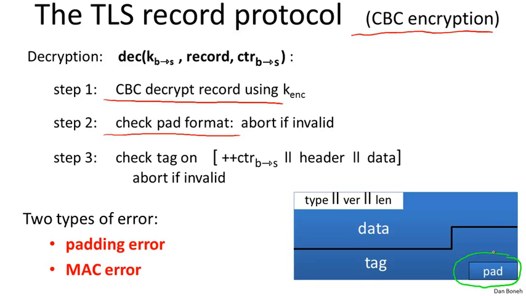And then if the pad has the correct format, the next thing that happens is that the MAC is checked, the tag is checked, and if the tag turns out to be incorrect, again, the record is rejected. If the tag is valid, then the remaining data is considered to be authentic and is given to the application. So what I wanted to point out is there are two types of errors in TLS decryption. One is a padding error and one is a MAC error. And it turns out it's very important that the adversary not be told which of these errors occurred.